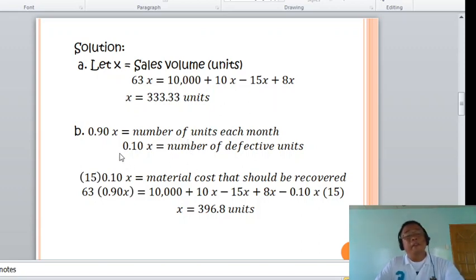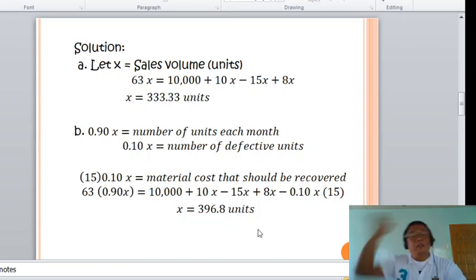Another, where there is a defective 10%. So that is 90% good. Because 10% is defective, 0.9x is equal to the number of good units each month. And 0.1x is equal to the number of defective units. Again, equating now, that is 63 multiplied by 0.9x is equal to 10,000, the same cost, plus 10x plus 15x plus 8x, minus the defective materials or product, 0.1 multiplied by 15.